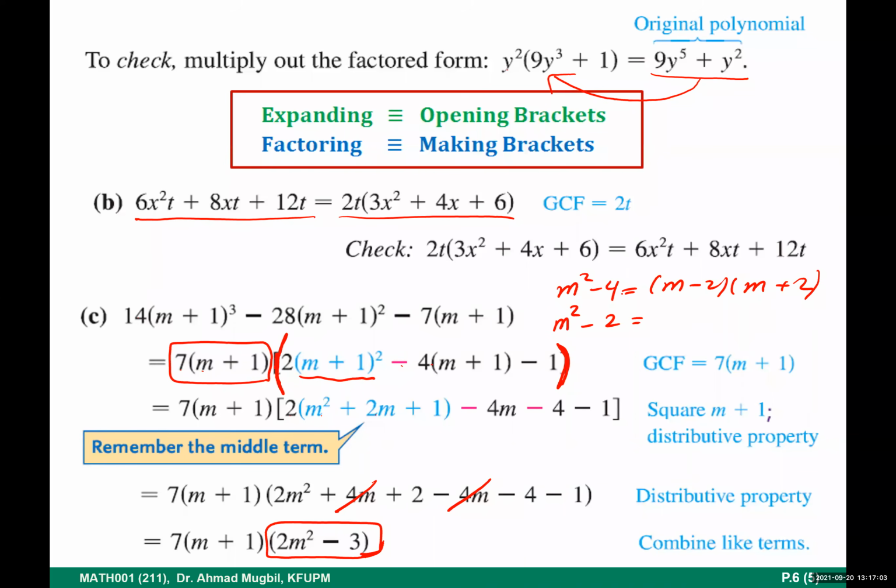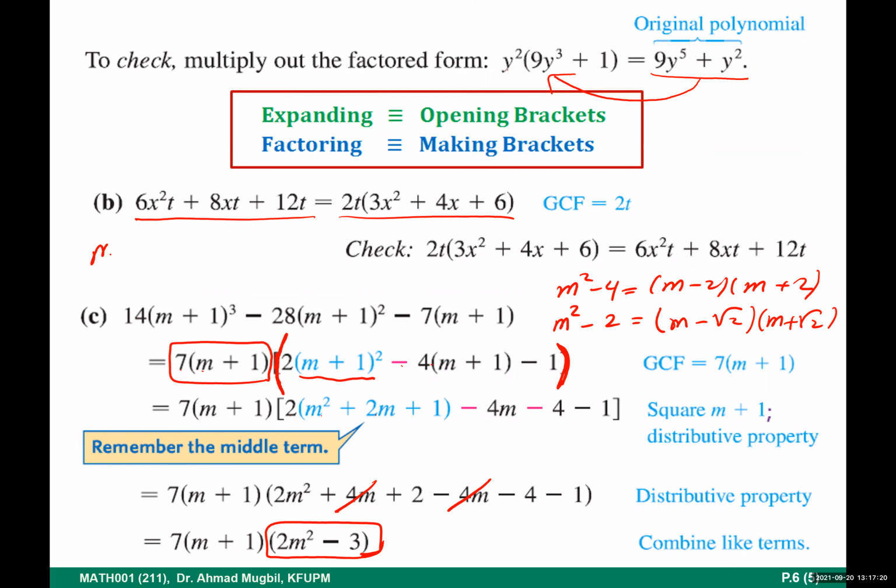In the textbook, we don't factor if the coefficients are not integers. Usually we stop factoring until we get integer coefficients. Who can tell me how to factor m squared minus 2? It is m minus the square root of 2 multiplied by m plus the square root of 2. You can write it like that.